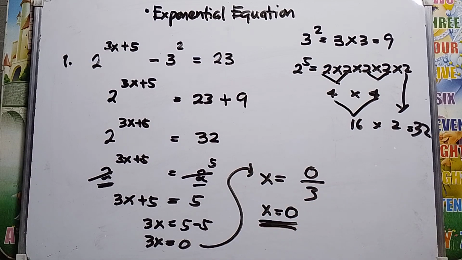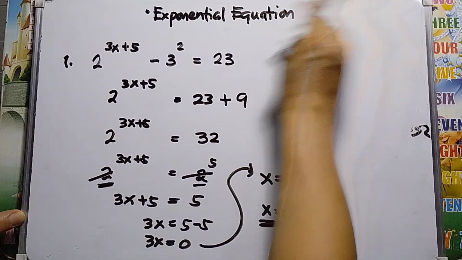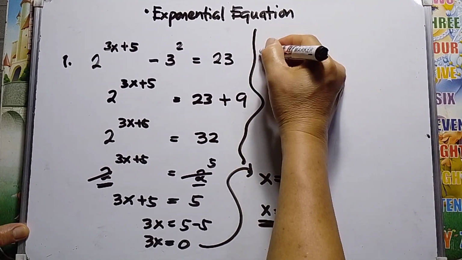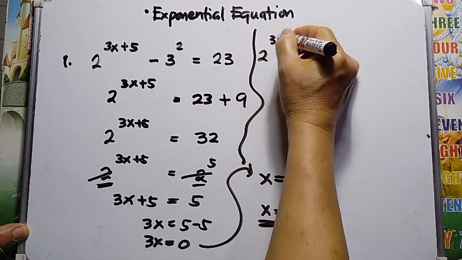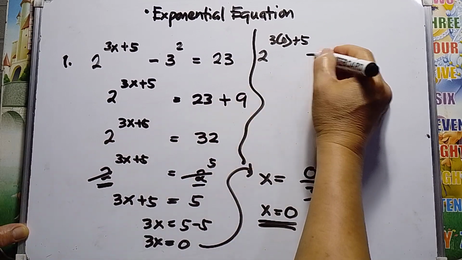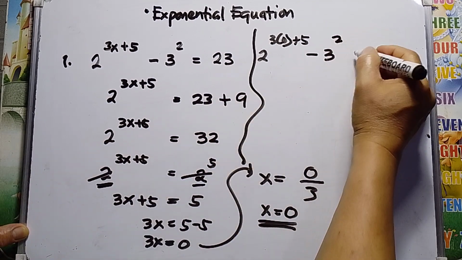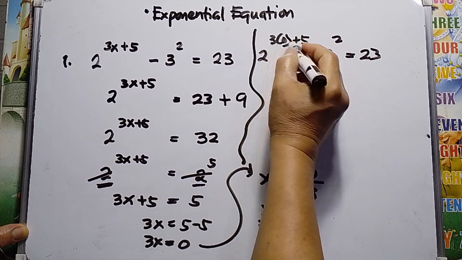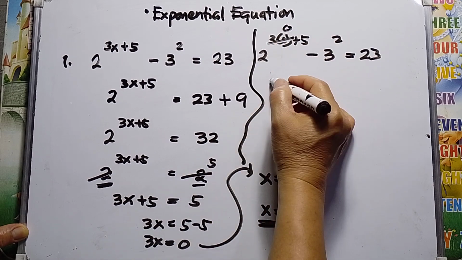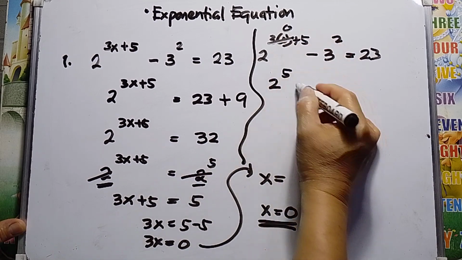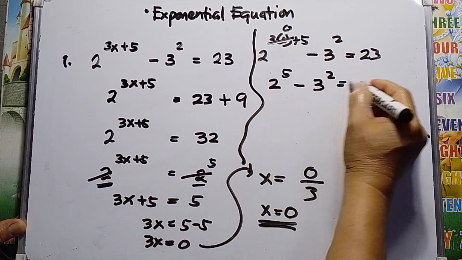Now let us check if this is correct. So 2 raised to the 3 times 0 plus 5, minus 3 raised to the second power is equal to 23. So 3 times 0 will be 0. So this will be 2 raised to 0 plus 5, which is 5, minus 3 raised to the second power is equal to 23.